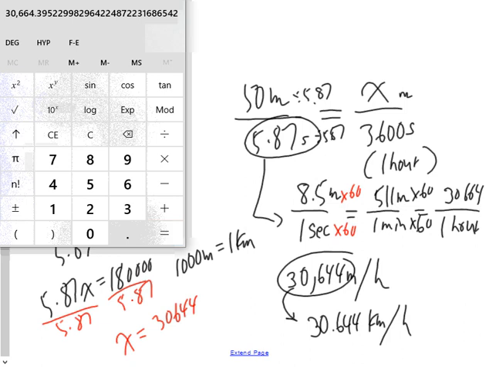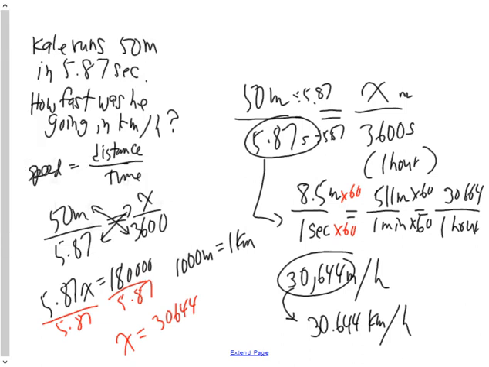So therefore, that's how many meters he was running in 3,600 seconds or 1 hour. So then the same process that I went over here happens again. So you can either do it using the unit rate method or using proportional reasoning, cross multiplication. Okay?